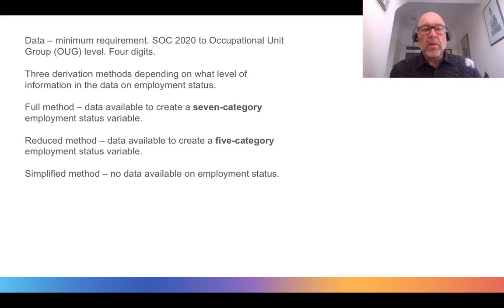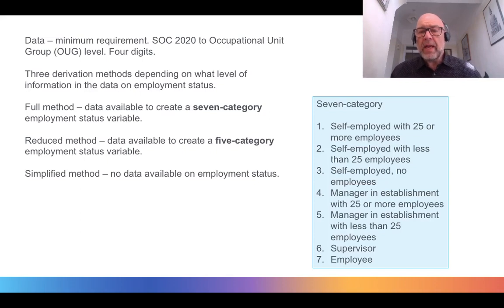So there are 3 derivation methods to get NSSEC depending on the level of information that you have in your data on employment status. And the full method can be used when you've got enough data to create a 7-category employment status variable that has these 7 categories.